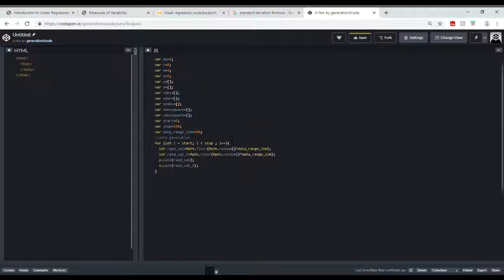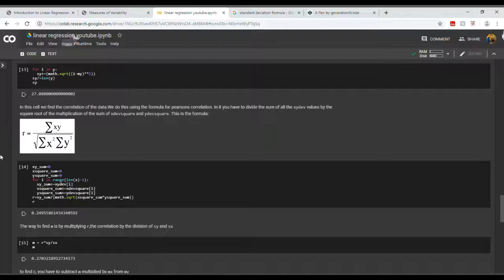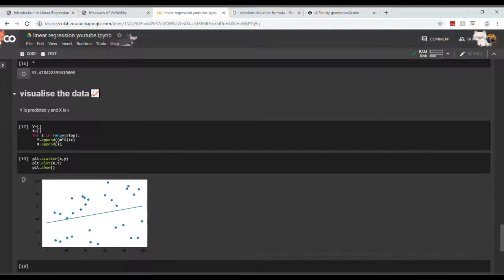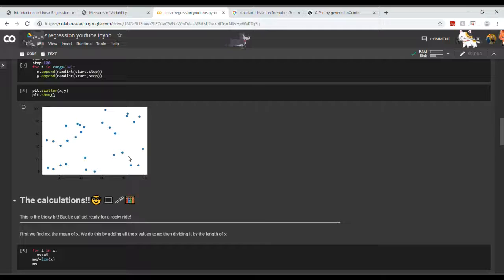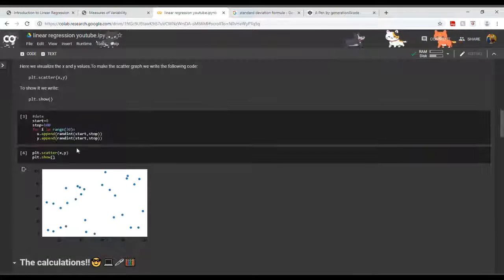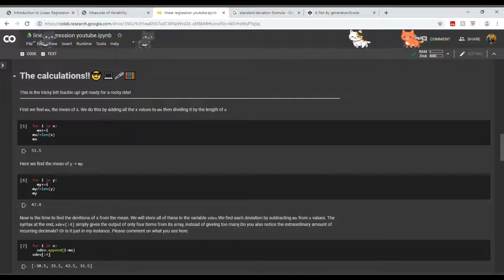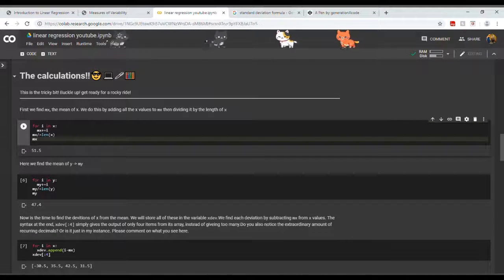We've generated the data, and what else was there? Well, cheating. Okay, I'm cheating. Well, we need to know. After we generated the data, we have to do the calculations. That nice?